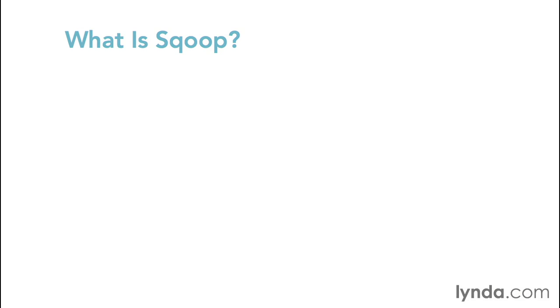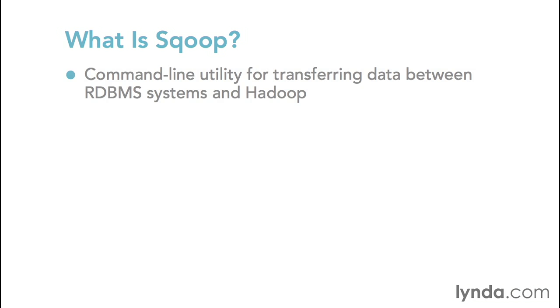As we're continuing our tour of utility libraries for Hadoop, the next one up is called Sqoop. Sqoop for Hadoop. These names are kind of crazy, aren't they? So what's Sqoop? Sqoop is a command line utility for transferring data between relational database systems and Hadoop.